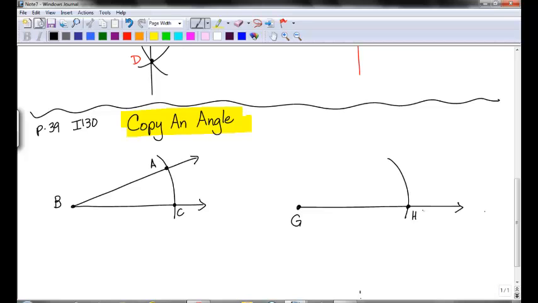Okay, then it says take your compass. Now you will have to change the size and measure the distance from A to C with your compass. Okay, now put your point over here on H and make an arc. So you would draw a little arc right there. And then use your straight edge and draw from here to here.